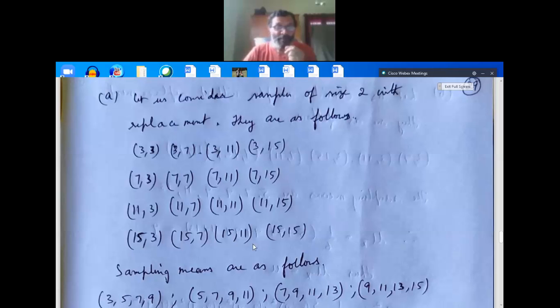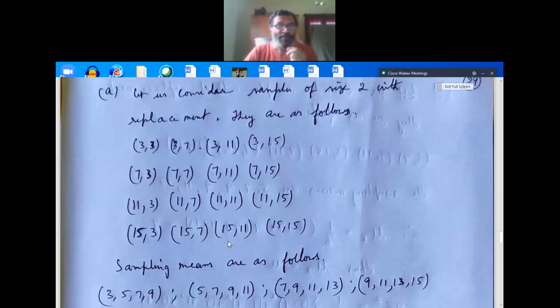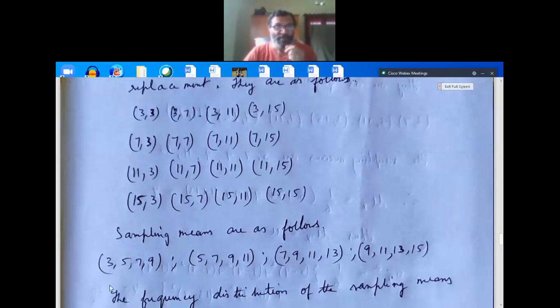Now, the sampling means are as follows. How do we find the sampling means? 3 plus 3 is 6, divided by 2, that is 3. 3 plus 7 is 10, the mean of this is 5. 11 plus 3 is 14, by 2, 7. 15 plus 3 is 18, divided by 2, 9. 7 plus 3 is 10, that is 5.